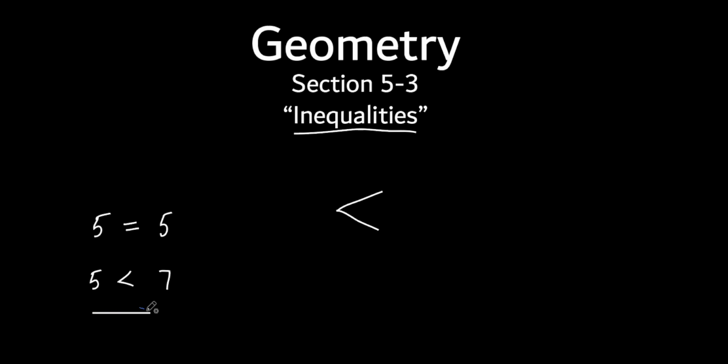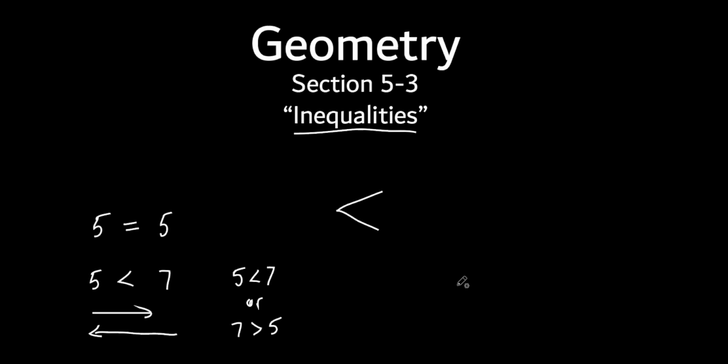Now, that's looking at it from left to right. What if I looked at it from right to left? I would say 7 is greater than 5. So I could say it both ways, couldn't I? I could say 5 is less than 7, or I could say 7 is greater than 5. Everybody see that? It's important to know your inequality symbols, your less than, your greater than, and that kind of thing.